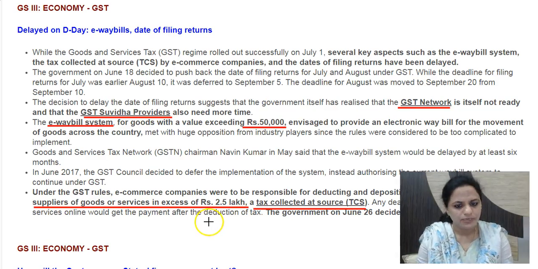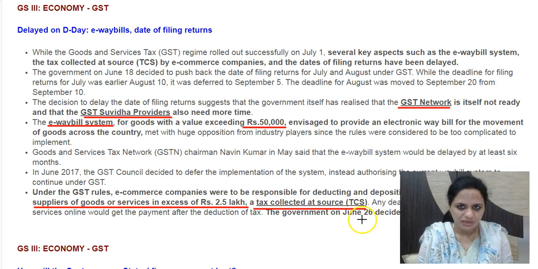So in payment more than 2.5 lakh, 1% you deduct and then pay. So that is tax collected at source. But then this has also been delayed. Also it was required that all dealers or traders who are selling goods or services online would have to register on GST even if their annual turnover is not very high. Because if they want this refund as such, tax collected at source should be refunded to them, then they have to register. So that provision is there, but then this aspect has been delayed by the government.